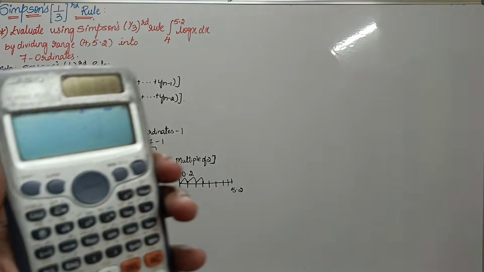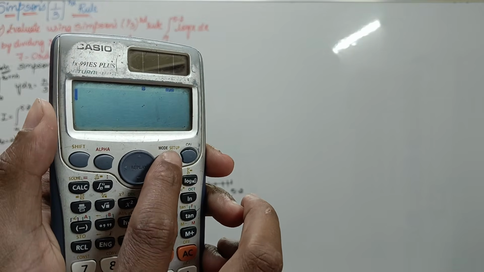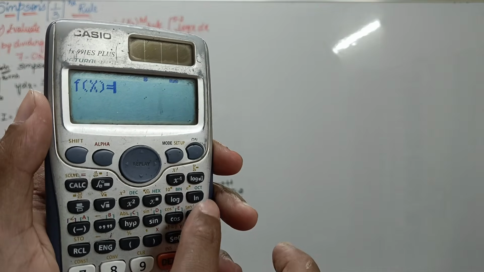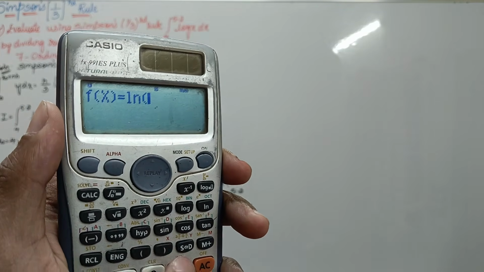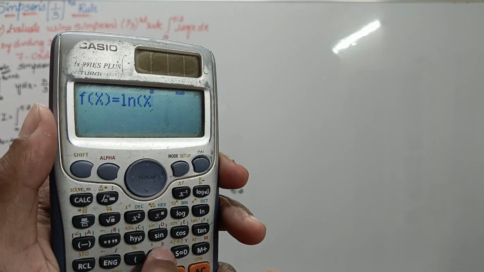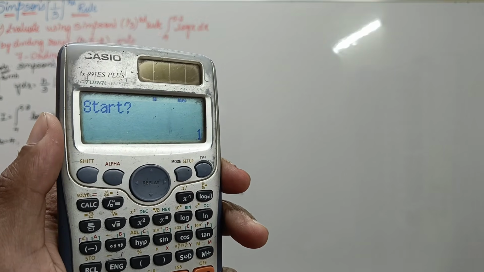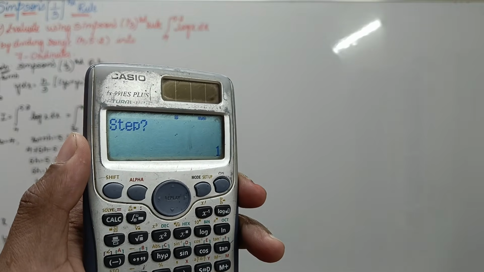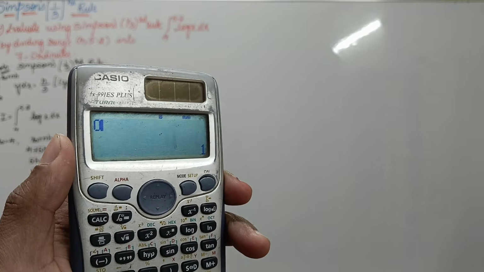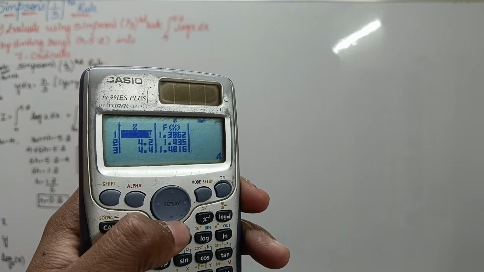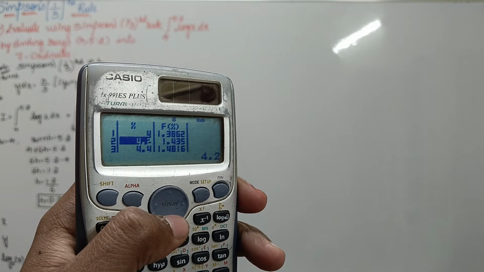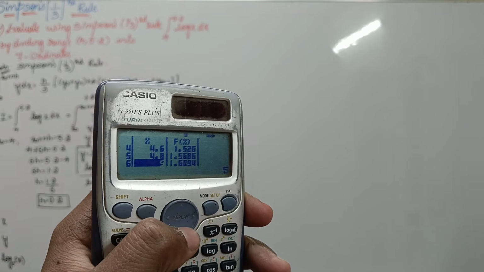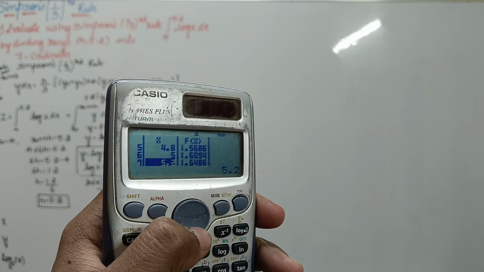First, take the calculator, press mode, setup, press 7, f of x. You get f of x, then press ln, open bracket, press x, close the bracket, press equals. Start I have taken 4, end 5.2, and step, that is the common interval, we have 0.2. You get the values starting from 4, 4.2, 4.4, 4.6, 4.8, 5, 5.2. The last is 5.2.